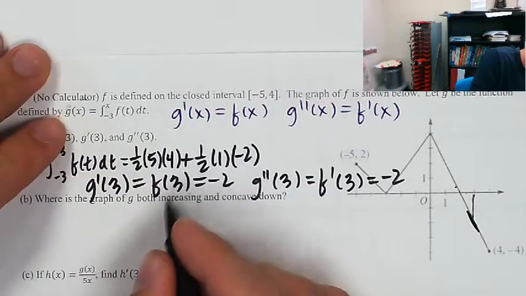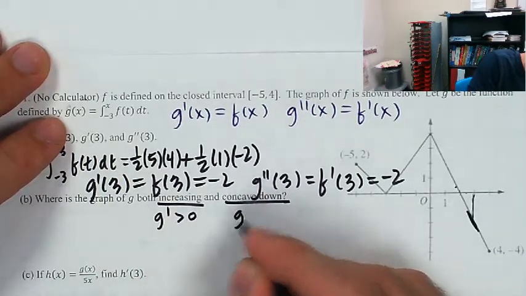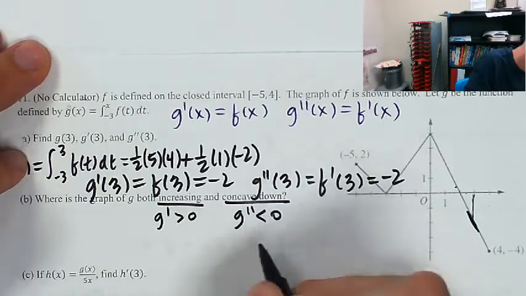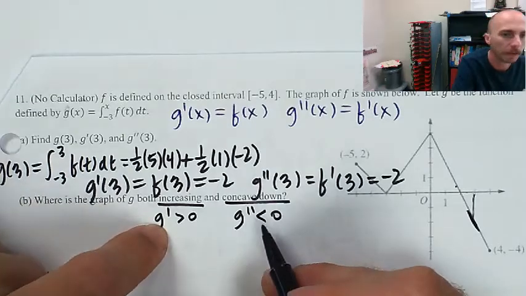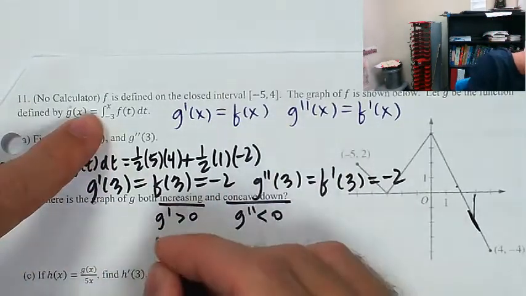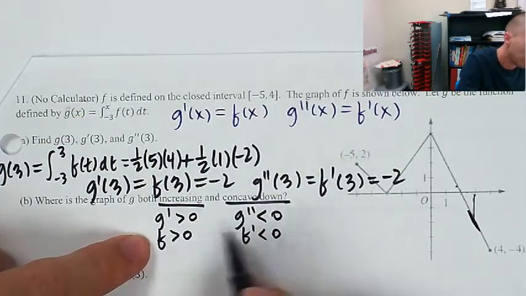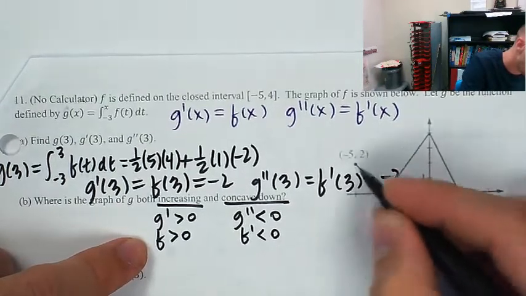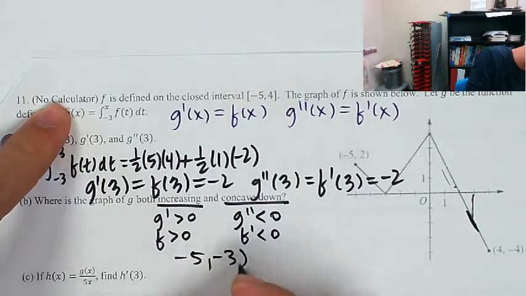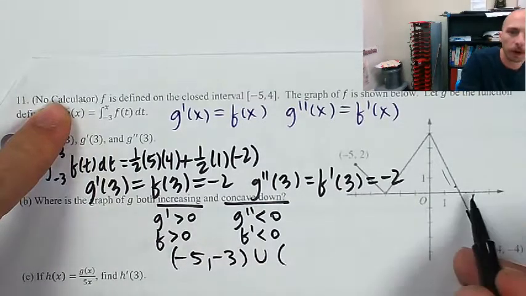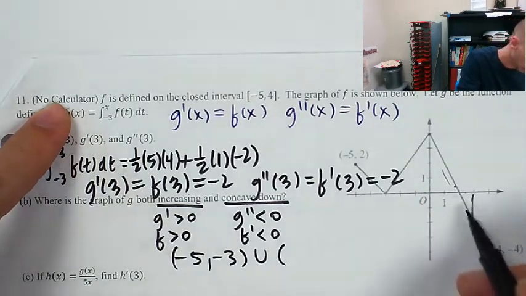Okay, let's unpack that. G increasing means g prime is positive. G concave down means g double prime is negative. But I'm not looking at a picture of the graph of g, so I'm not going to be able to determine that. I'm looking at a picture of f, and g prime is f. So I'm going to say, where is f greater than 0 and f prime less than 0? So where is f positive and decreasing? And that would be right through here and there as well. So that would be from -5 to -3. And also from 2 to 3, wait, no. 0 to 2, positive and decreasing. This is where it went negative, so 0 to 2.